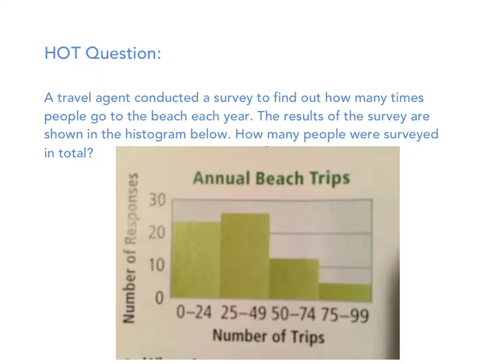Okay, your hot question. A travel agent conducted a survey to find out how many times people go to the beach each year. The results of the survey are shown in the histogram below. How many people were surveyed in total? So I want you to look at this histogram here. Think about how you can see how many people in total were surveyed by checking out the bars, checking out the numbers. What do you have to do? Put that answer in your hot question, and I'll see you tomorrow.